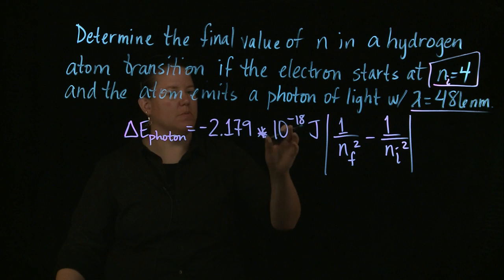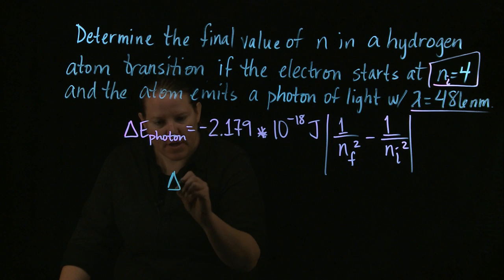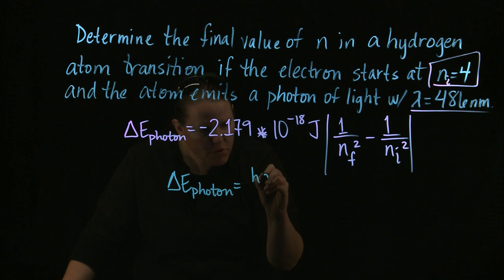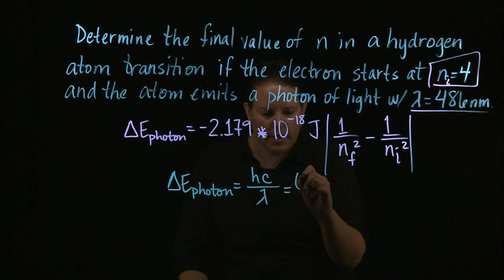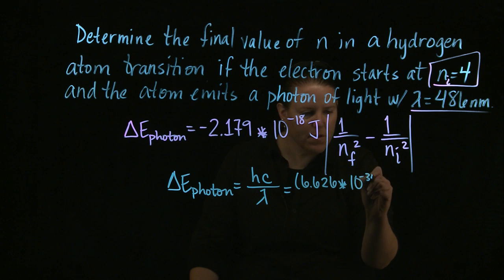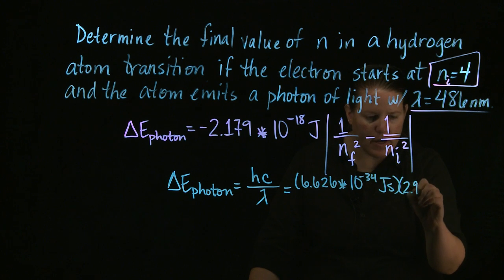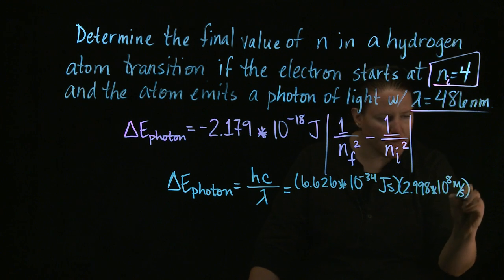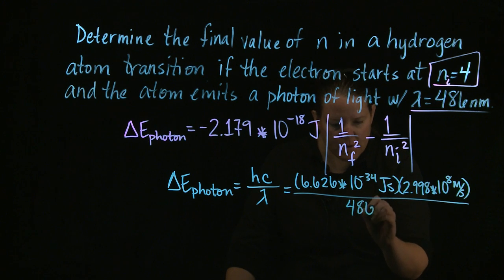All right, so in terms of this Rydberg constant, what I'm going to do is solve for the energy of the photon. I know that I can solve for the energy of a photon by using a modified version of Planck's equation, right? So here, Planck's constant is 6.626 times 10 to the negative 34th joules times seconds. The speed of light is 2.998 times 10 to the 8th meters per second. And the wavelength here is 486 nanometers.